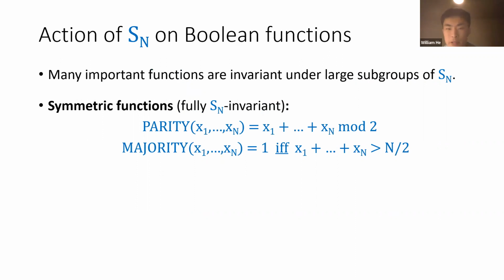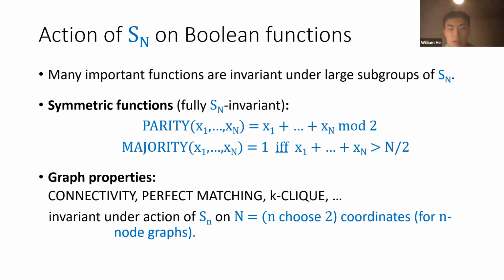Many important functions that we study are invariant under large subgroups of Sn. So for example, the symmetric functions, which only depend on the Hamming weight of their inputs, are fully Sn invariant. So parity, majority, more generally threshold functions are all fully Sn invariant.